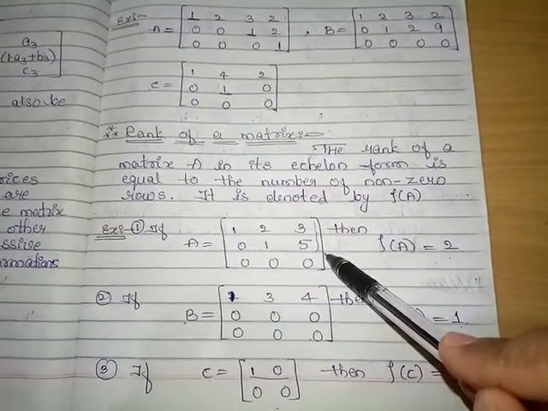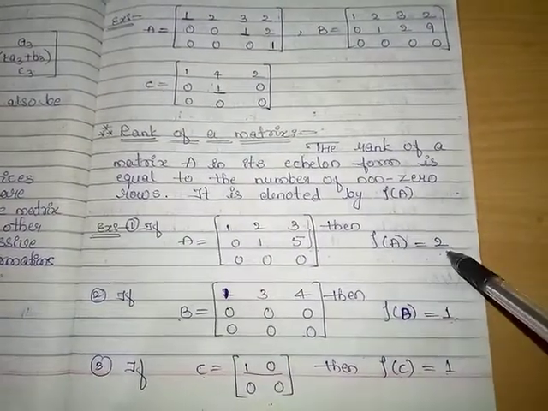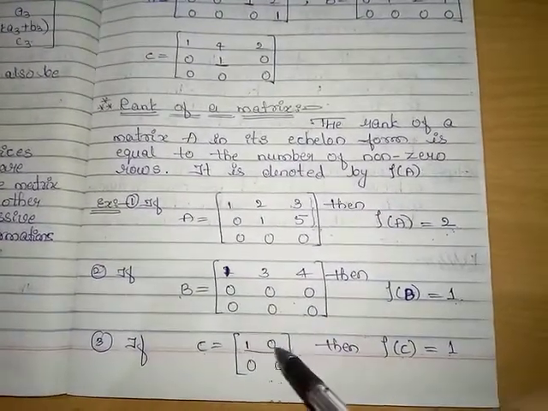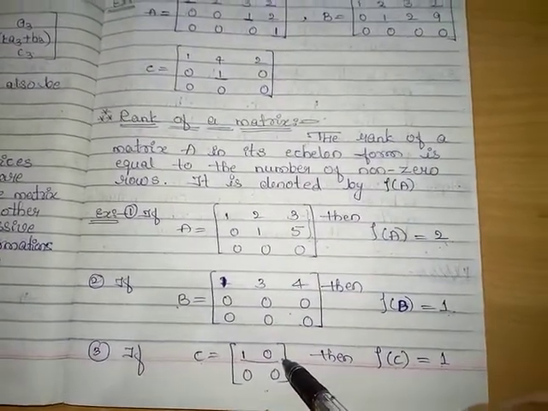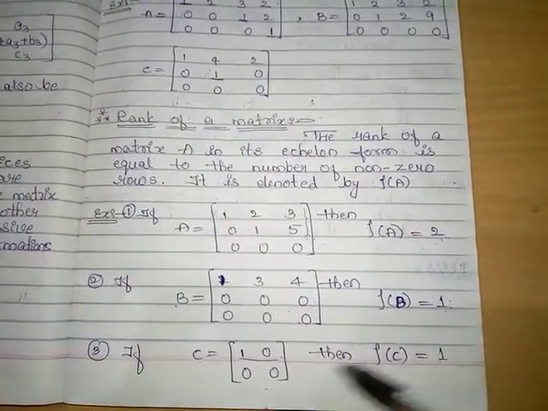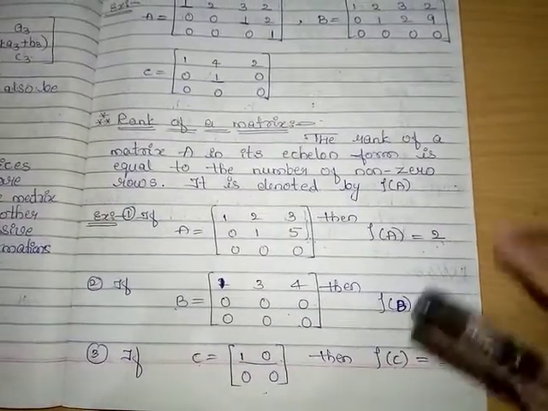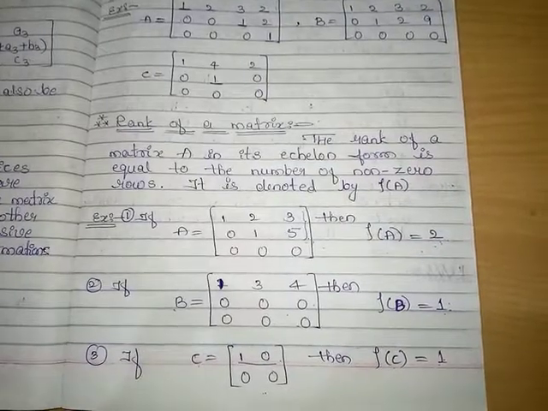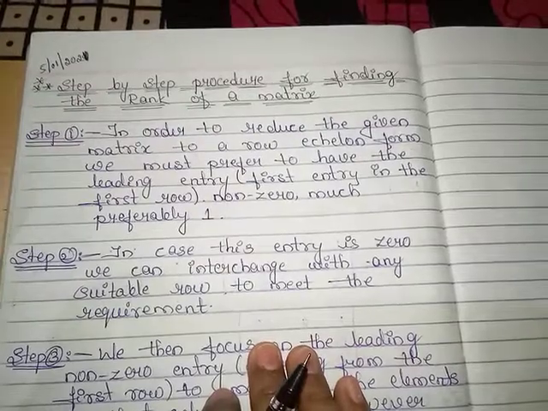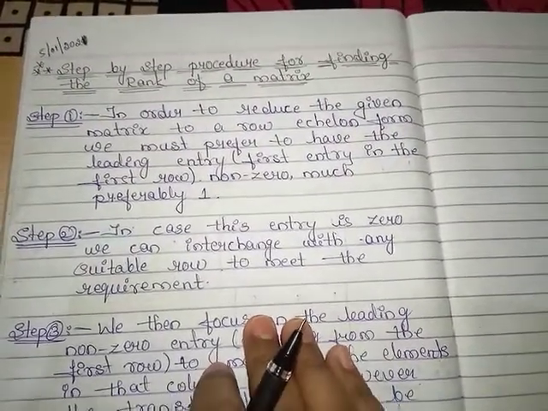See, this matrix is in echelon form. Here we have two non-zero rows, therefore the rank of this matrix A is 2. Similarly, this one is also in echelon form, and the rank of this matrix is equal to 1, and this matrix is also 1, because in these two matrices we have only one non-zero row. Now let us see the step by step working procedure for finding the rank of a matrix.